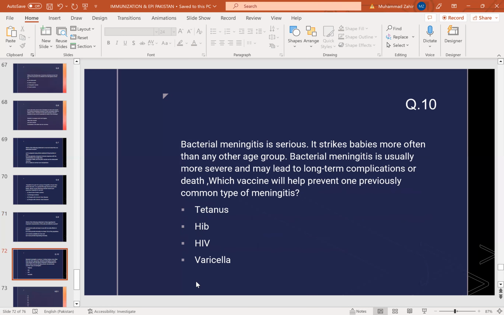Bacterial meningitis is serious. It strikes babies more often than any other age group. Bacterial meningitis is usually more severe and may lead to long-term complications or death. Which vaccine will help prevent one previously common type of meningitis? Tetanus, Hib, HIV, varicella. B. Yes, the correct answer is B.